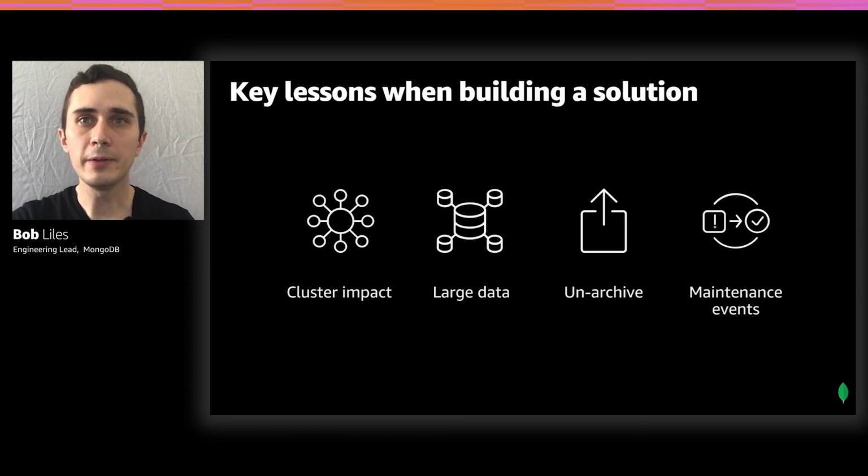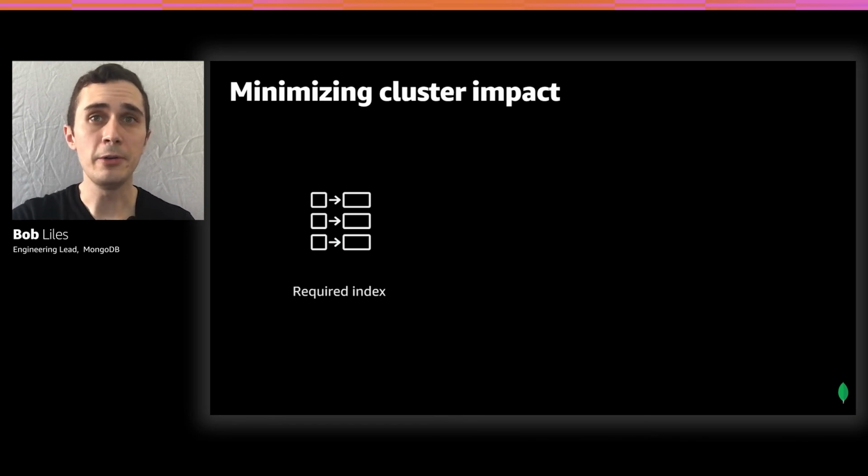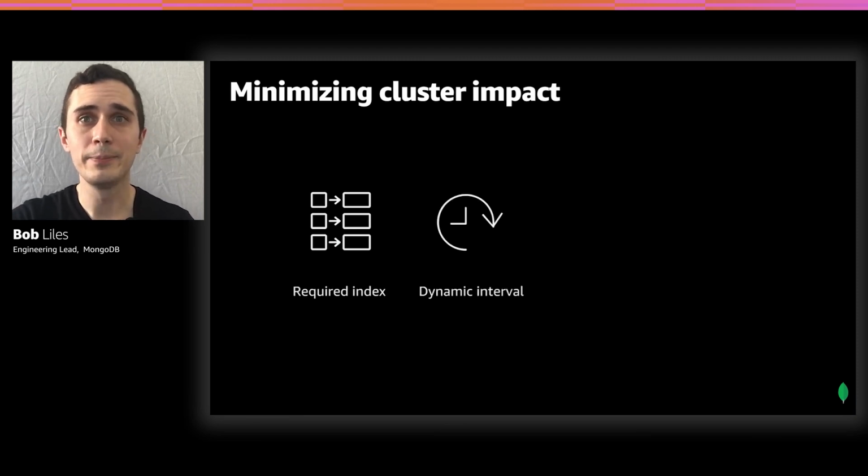On the point of minimizing cluster impact, there are a handful of specific strategies that Online Archive employs to accomplish this. First, there are certain index requirements that must be met before the archive operation will be attempted. So we enforce that the archive data be efficiently queryable before beginning the operation. We also employ a dynamic archiving interval, like Ben mentioned earlier, so that if we notice we are not archiving very much data, we will lower the interval at which we run the archive operation to reduce impact. Conversely, if we observe an increasing volume of data eligible for archiving, we will increase the interval to a certain point to better keep up with the volume of data.